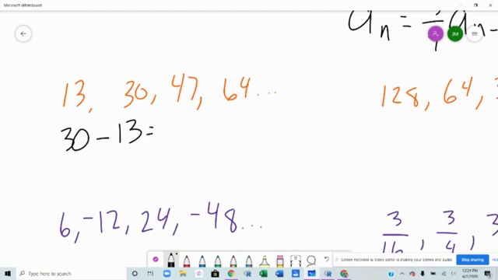30 minus 13 gives me 17. So then I check to see, well, 13 plus 17 is 30, 30 plus 17 is 47, and 47 plus 17 is 64. So I have an arithmetic sequence and I'm adding 17 each time. So AN equals AN minus 1 plus 17.